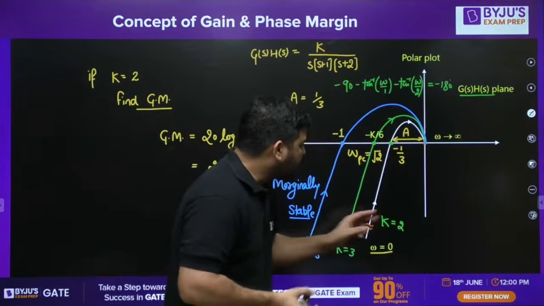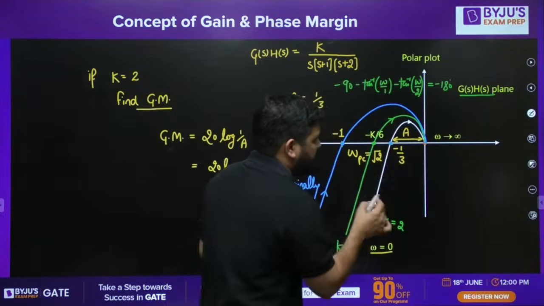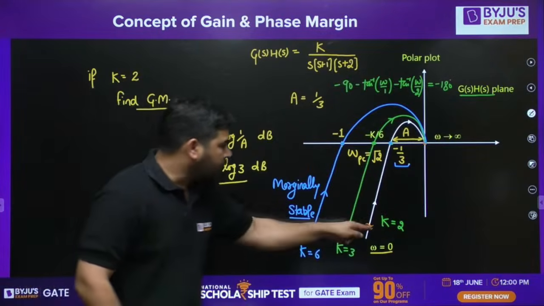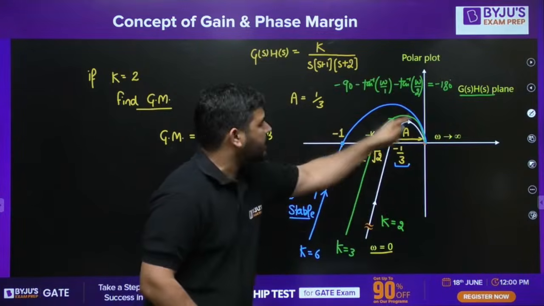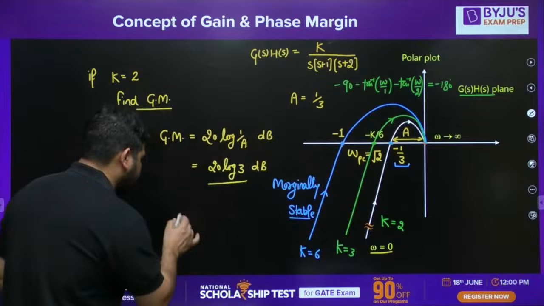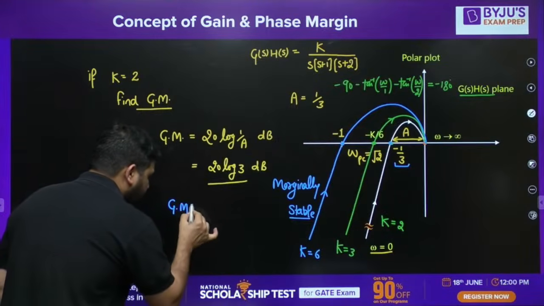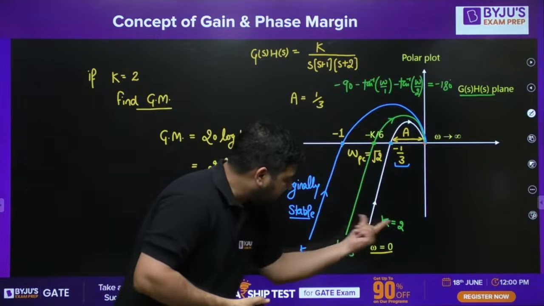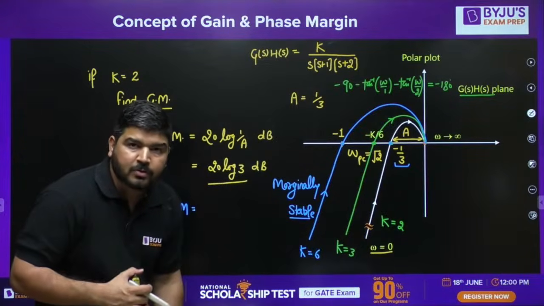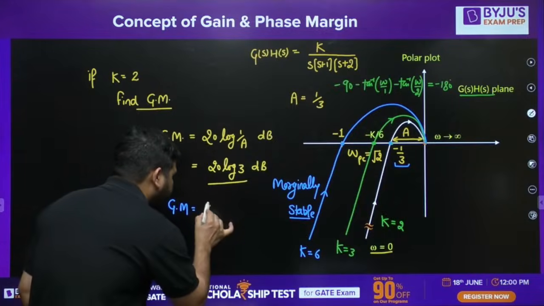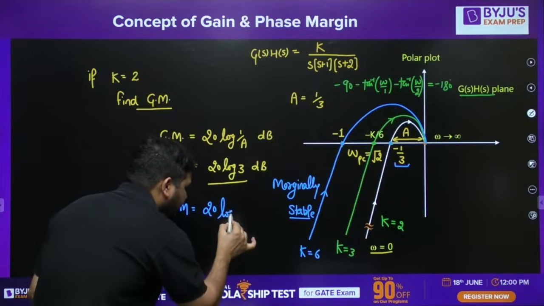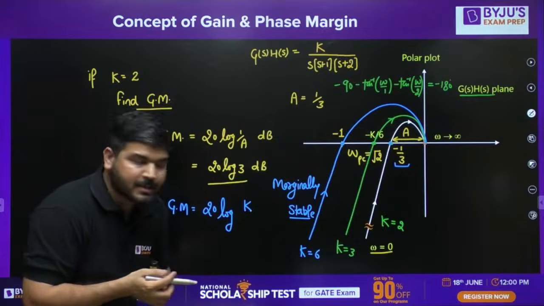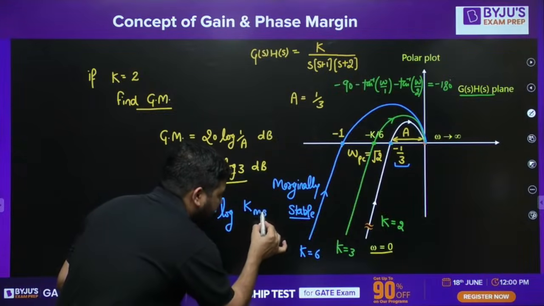And for k equal to 2, it is passing through this point, minus 1 by 3. For k equal to 2, this was the graph. For k equal to 6, this was the graph. Now, to calculate gain margin, you can calculate the gain margin from the k value itself. How to calculate? 20 log, write the k value here for which the system is marginally stable.